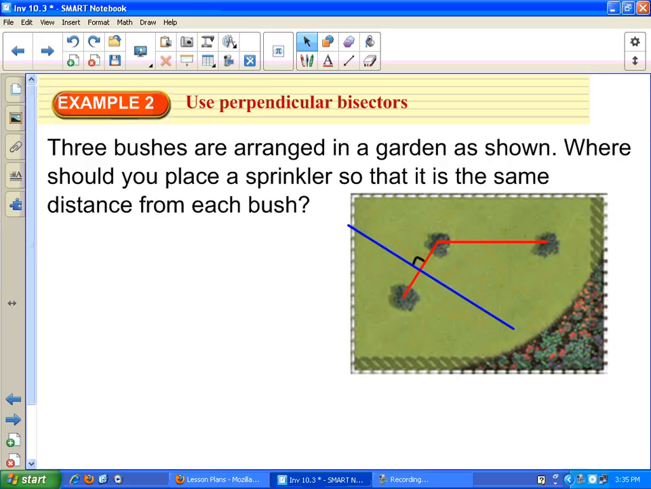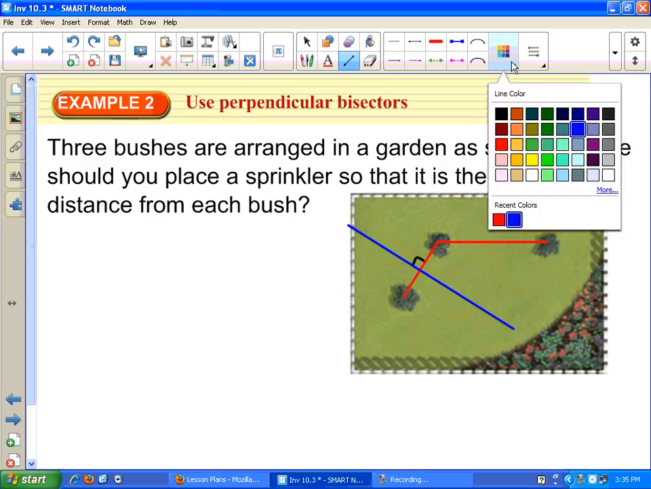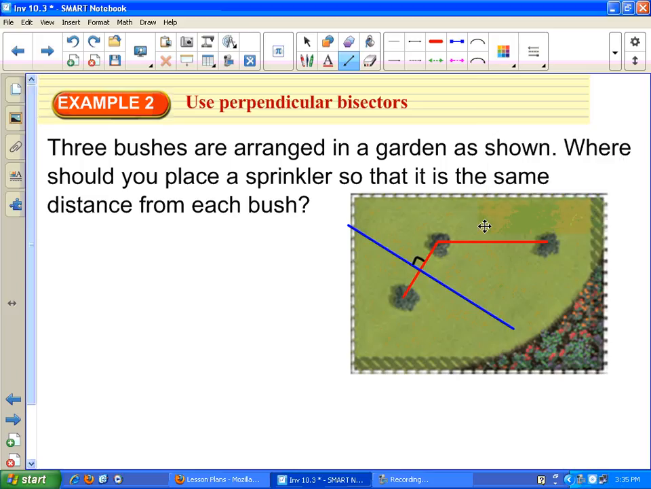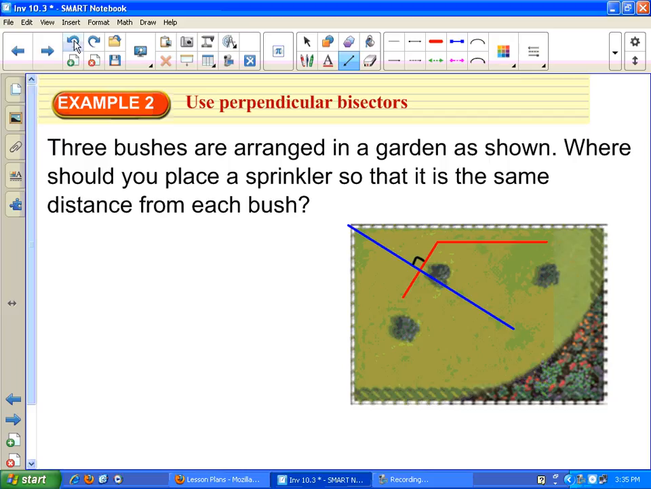And we're going to do the same thing to the other side. Use blue again. So I'll draw my perpendicular bisector. Oh, not what I wanted.